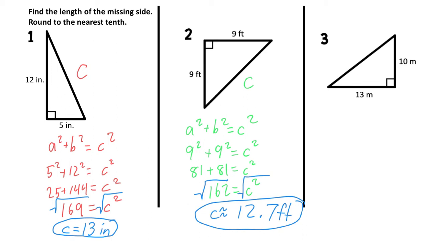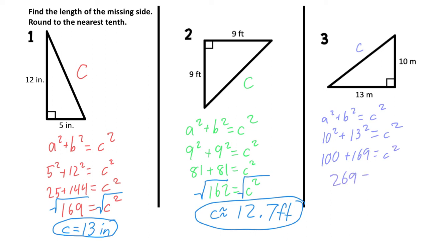Now let's look at the third example. In this case, we have 10 meters, we have 13 meters, and we have a blank side. Our blank side is our longest side, or hypotenuse. So once again, we will use a squared plus b squared equals c squared, or 10 squared plus 13 squared, which is 100 plus 169, which is 269. So 269 is equal to c squared.